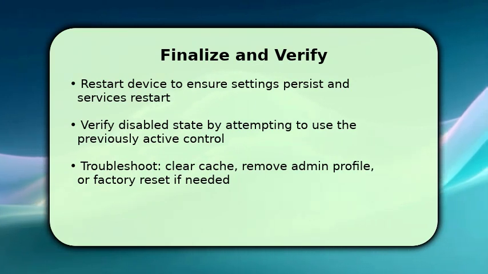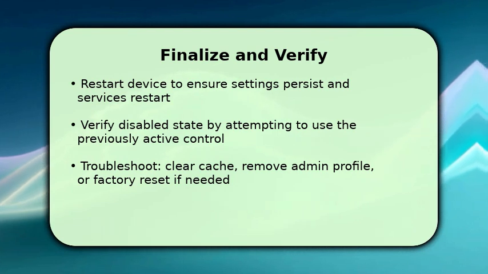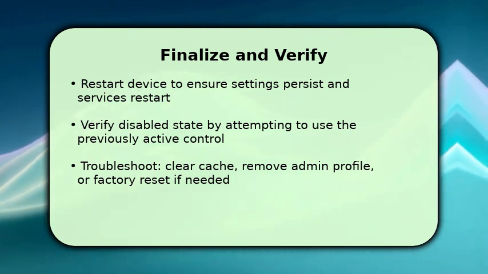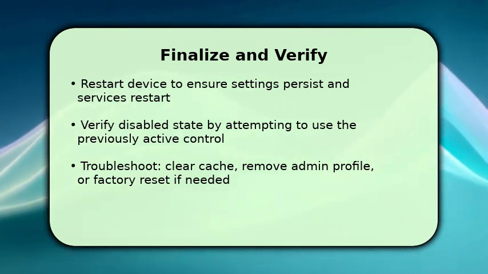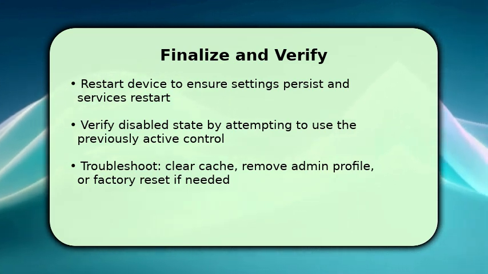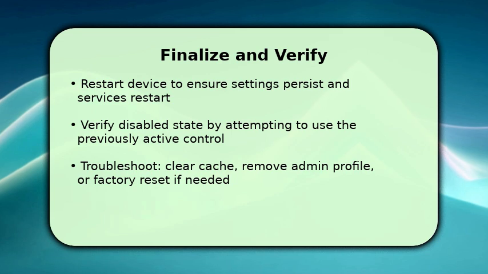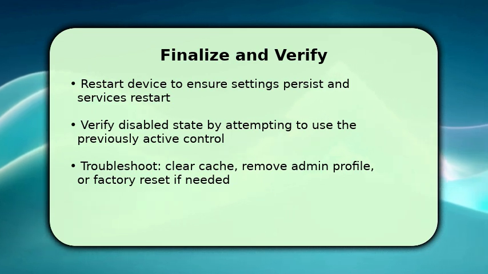This avoids sticky services. After reboot, test by attempting to use the formerly active control. If it fails, the change stuck. If it still responds, clear the control app cache, remove any device administrator profiles, and recheck permissions. As a last resort, backup data and perform a factory reset to remove persistent management.